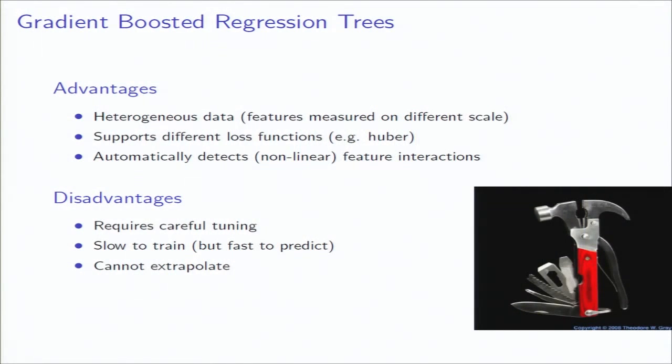But as usual, it also has a number of disadvantages. Like many other machine learning methods, it requires careful tuning. It's also quite slow to train, but it's really fast to predict, which is again one reason why it's often used in web page ranking. The only real limitation of the method, which it shares with other tree-based methods, is that it cannot extrapolate. So if your problem requires extrapolation, you should resort to a different technique, detrend your data first, or deal with the extrapolation problem outside the gradient boosting framework.